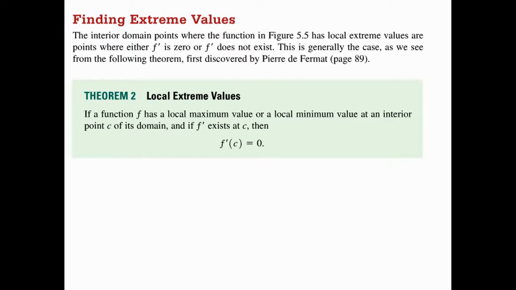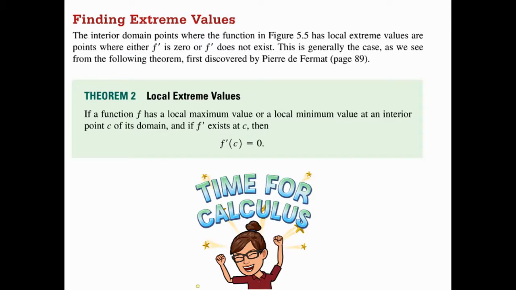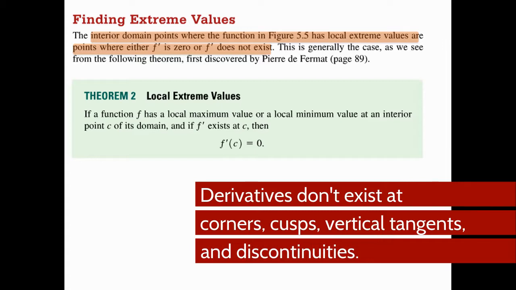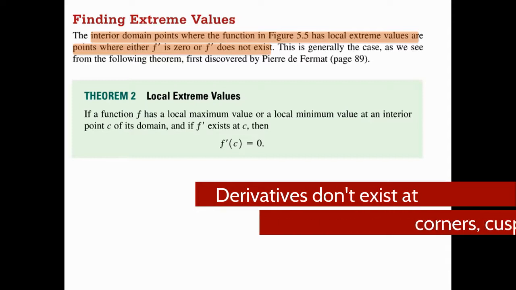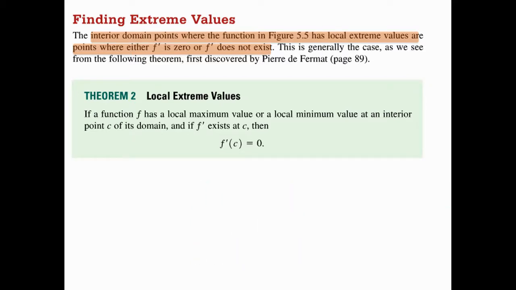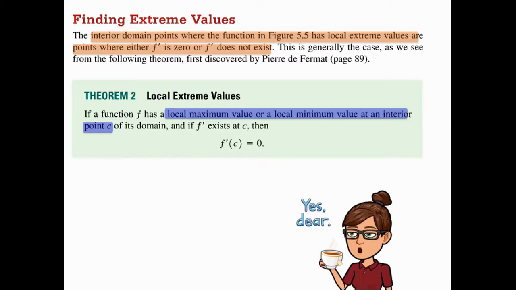So how can we find these extreme values? Essentially, what we want to do is look at where the derivative either is 0 or doesn't exist. So if you can figure out where your derivative is 0 or doesn't exist, then it's a candidate for an extreme value. It doesn't guarantee it, but it's a candidate. So according to theorem 2 here, what it's telling you is that your local maxes and mins at interior points will happen if the derivative exists there and the derivative equals 0.